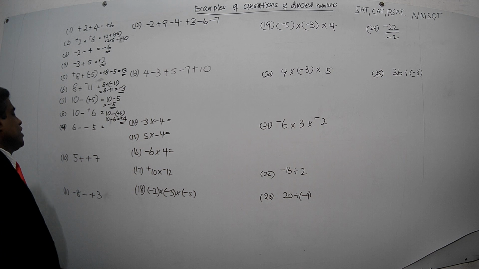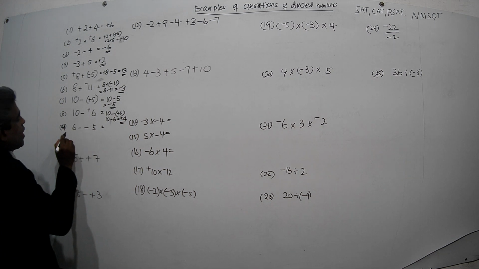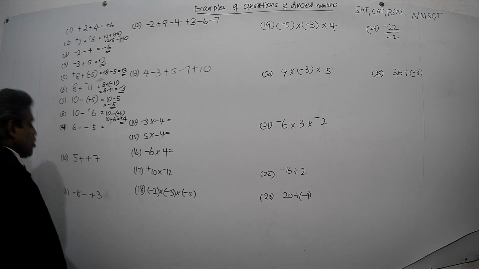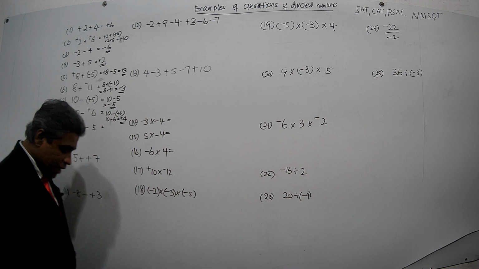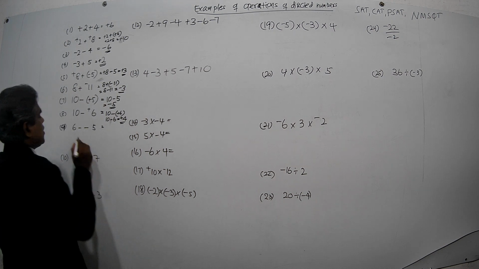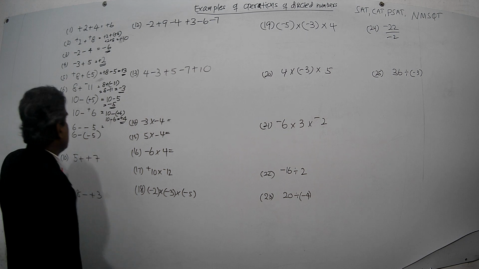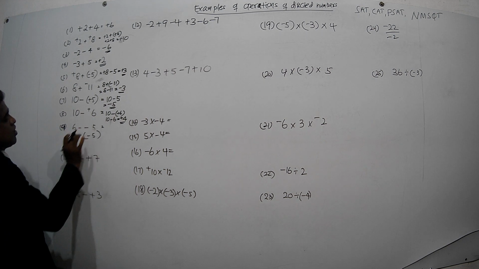Right. Now 6 minus -5. You can get questions like this without brackets. You can sometimes get the two signs together without brackets. Then you can write it putting brackets like this. Okay. This means this, nothing else, right?